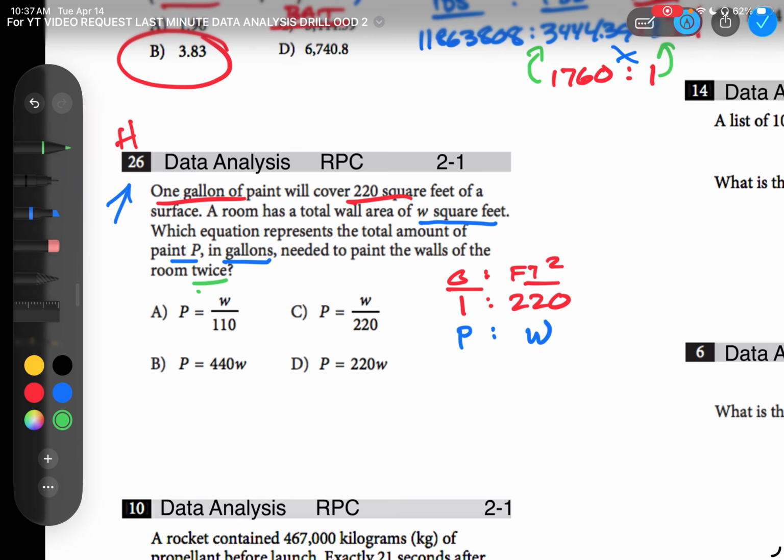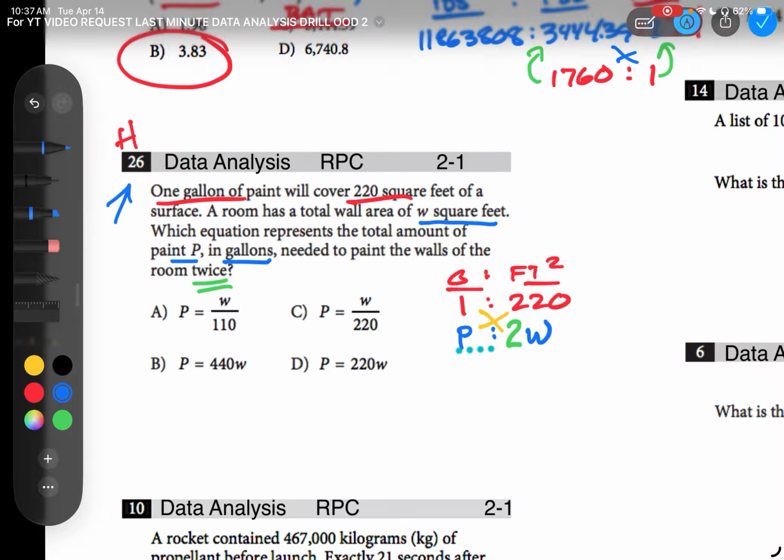Needed to paint the walls of the room twice. Ooh, twice. There's the dirtiness. Most students won't even see that word twice, so they're going to go with the original setup. But if we do see the word twice, where does that go? Right in there. We've got to put it next to W. Now you can cross multiply and own this question.